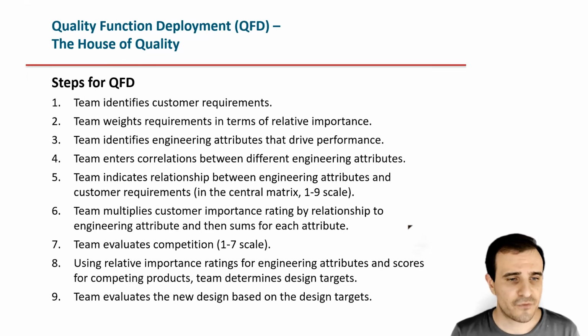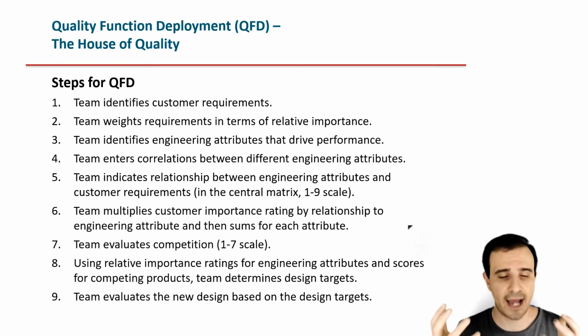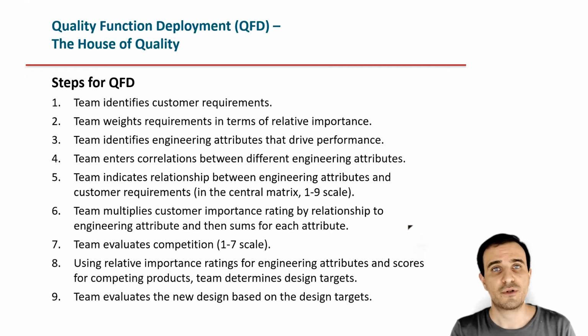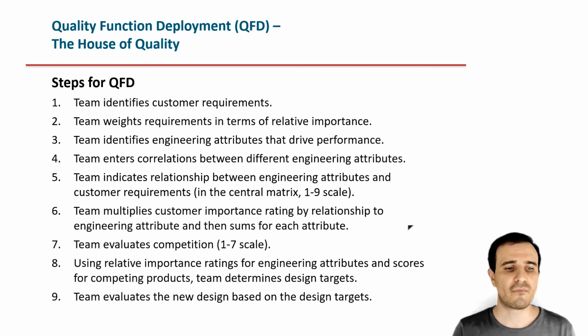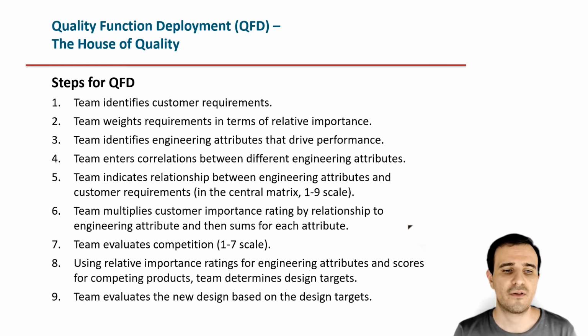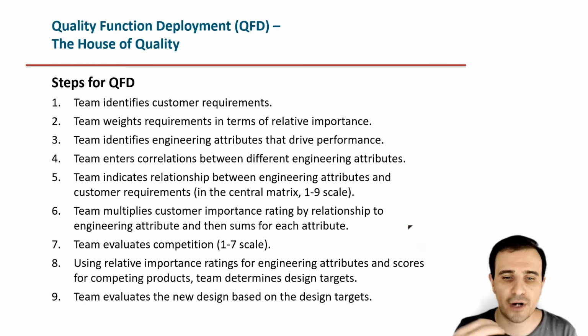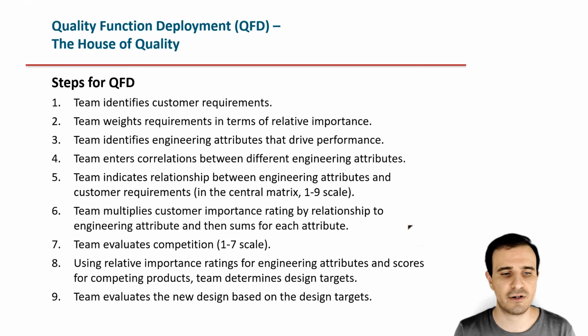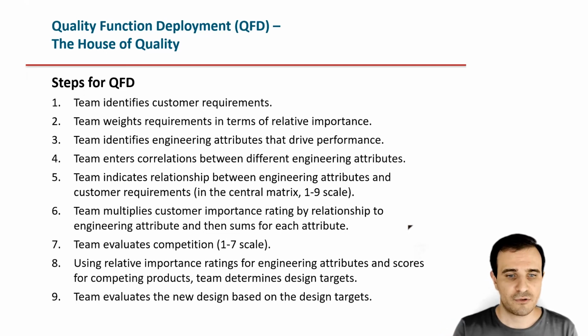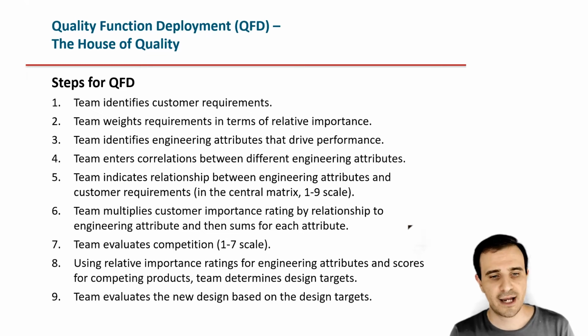So the house of quality will use also a step-by-step process. So you identify first the customer requirement, the 5 most important attributes for the door. You weight the requirements in terms of relative importance. You identify the engineering attributes driving the performance. Then you will make a correlation between different engineering attributes. You will identify the relationship between engineering attribute and the customer requirement.